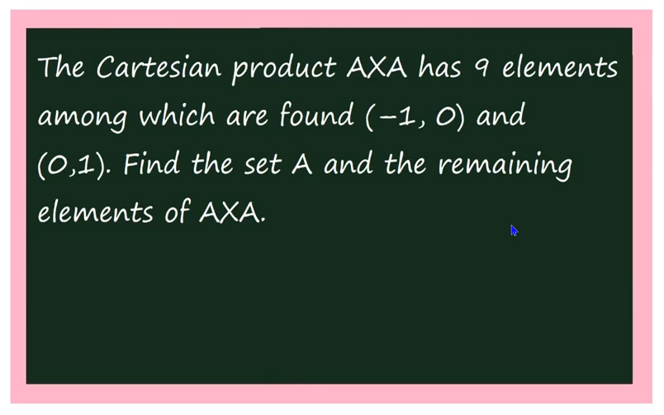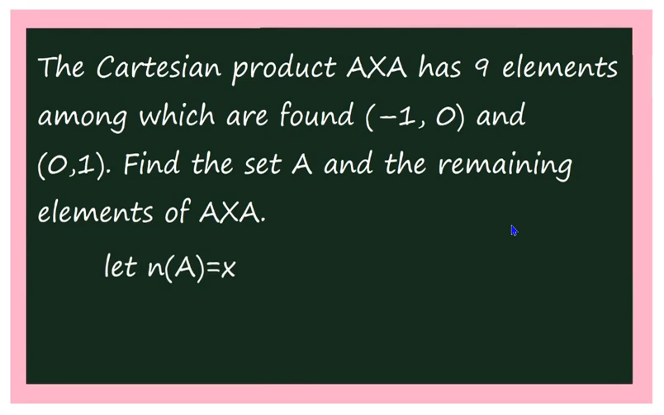You take this question. The Cartesian product A cross A has 9 elements, among which are found (-1, 0) and (0, 1). Find set A and the remaining elements of A cross A.